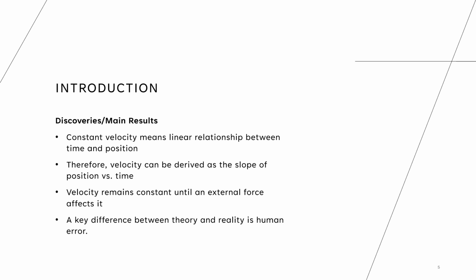Through this lab, we're going to make a lot of discoveries, such as constant velocity being a linear relationship between time and position, and because of this, we can derive velocity as the slope of position and time. And as said before, with Newton's second law of motion and first law of motion, velocity remains constant until an external force affects it. We'll also see later on in the experiment that a key difference between theory and reality is human error. Now we'll be getting on with the experiment.